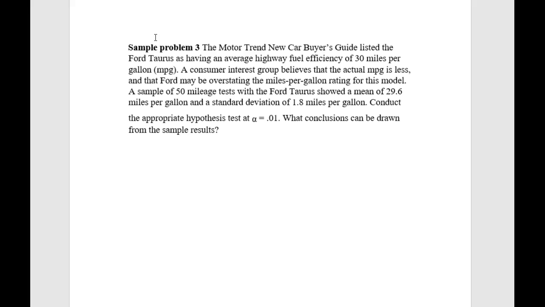Sample problem 3. The Motor Trend New Car Buyer's Guide listed the Ford Taurus as having an average highway fuel efficiency of 30 miles per gallon. A consumer interest group believes that the actual MPG is less, and that Ford may be overstating the miles per gallon rating for this model. A sample of 50 mileage tests with the Ford Taurus showed a mean of 29.6 miles per gallon and a standard deviation of 1.8 miles per gallon. Conduct the appropriate hypothesis test at alpha level equal to 0.01. What conclusions can be drawn from this?